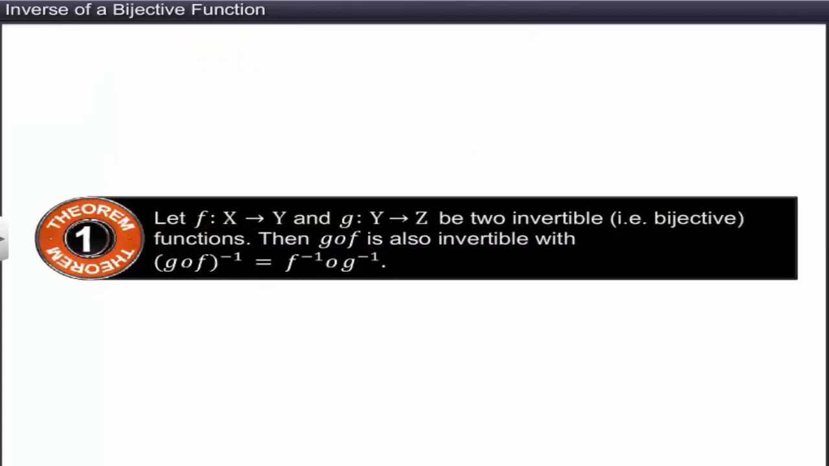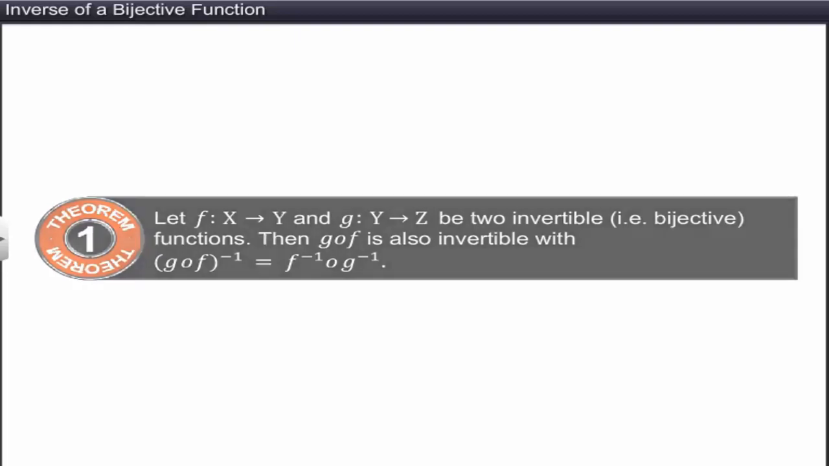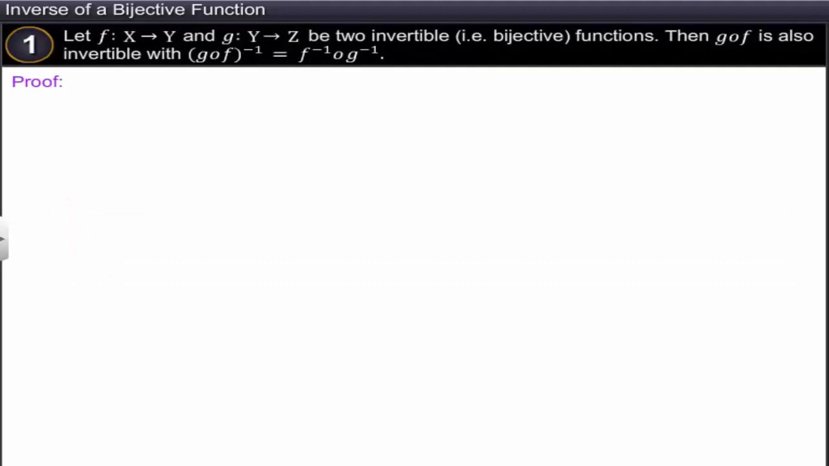Now, let's prove one theorem. Let f and g be two invertible functions from X to Y and Y to Z respectively. Then, the composition of f and g is also invertible. That is, the inverse of the composition of f and g is equal to the composition of the inverse of g and the inverse of f. Let's begin with the proof.